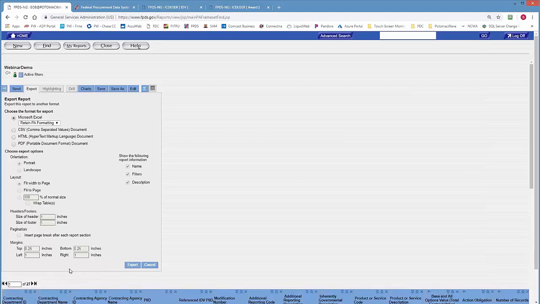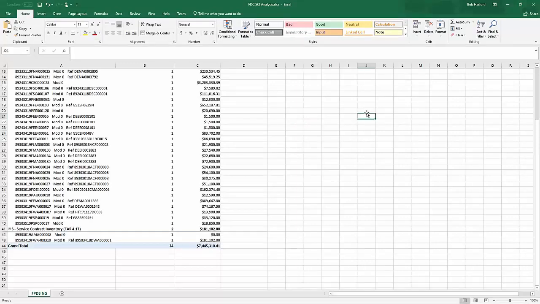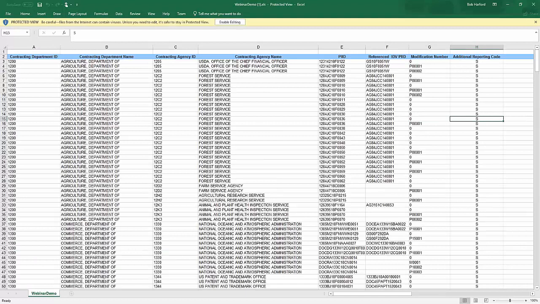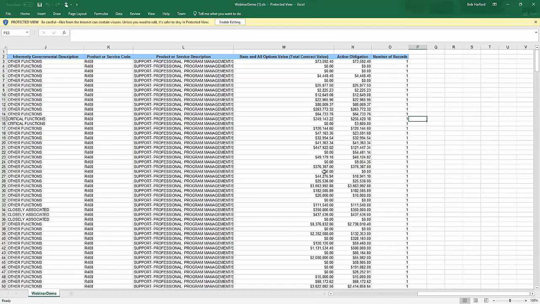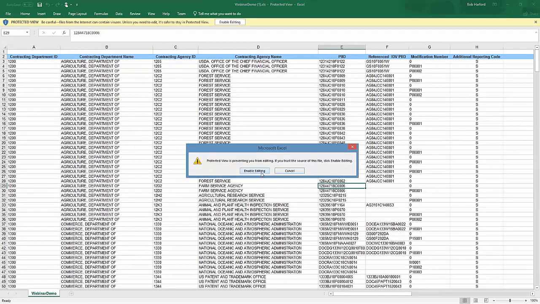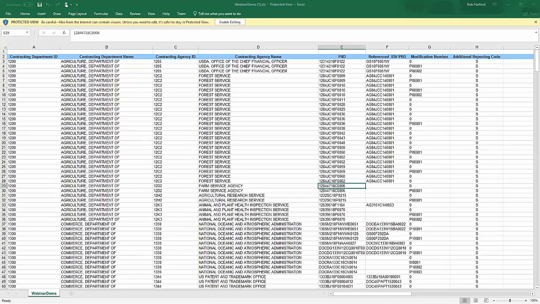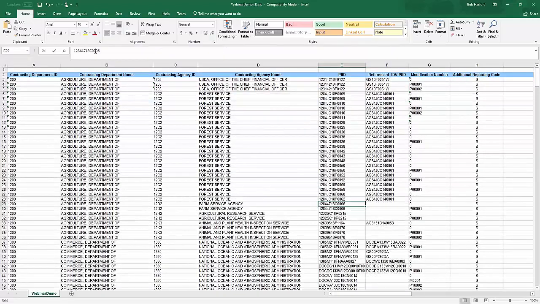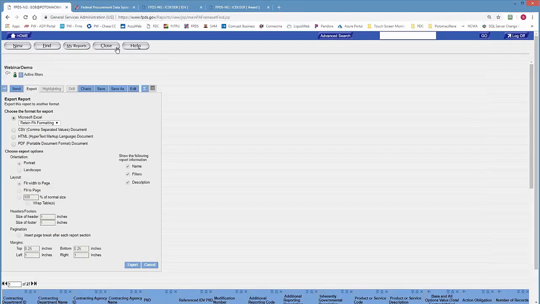So we've done the same thing, but we've now looked at awards that both require SCI and were designated as critical. If I see one here with a high dollar value, say this one, this should be one that would be of particular interest to someone doing an SCI analysis.